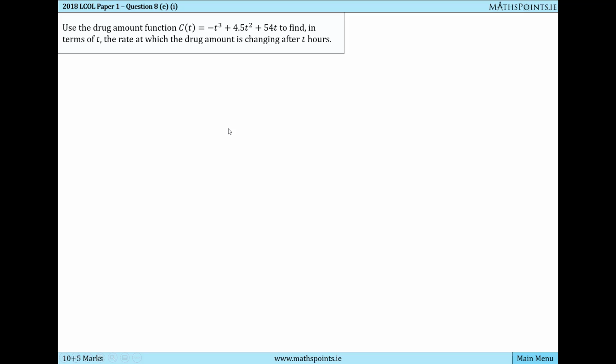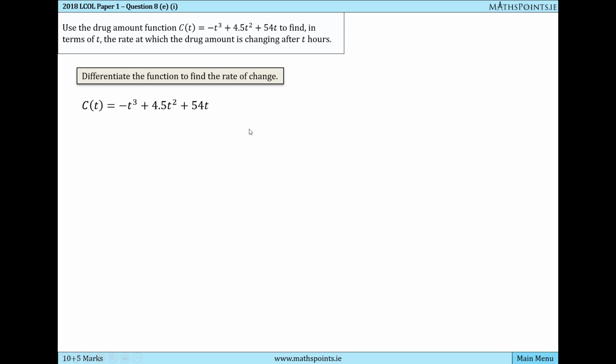So the E part of the question asks us to find the rate of change of the function, the rate at which the drug amount is changing after t hours. So we can use differentiation to find the rate of change of a function. We're going to apply the power rule, which says that the powers are going to come down and multiply at the front, and then the power is going to go down by 1. So minus t cubed becomes minus 3t squared. 4.5t squared becomes 9t, and then 54t becomes 54. And so this formula now represents the rate of change of the function.